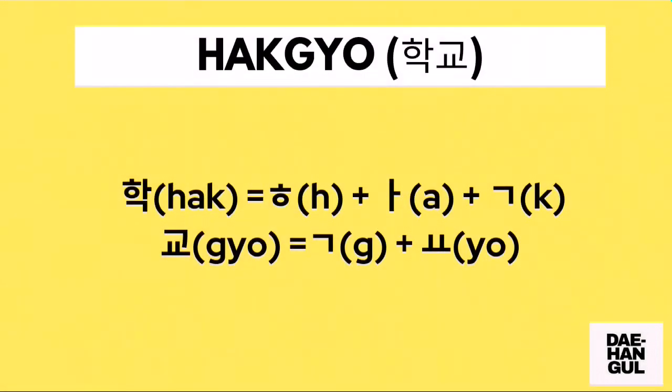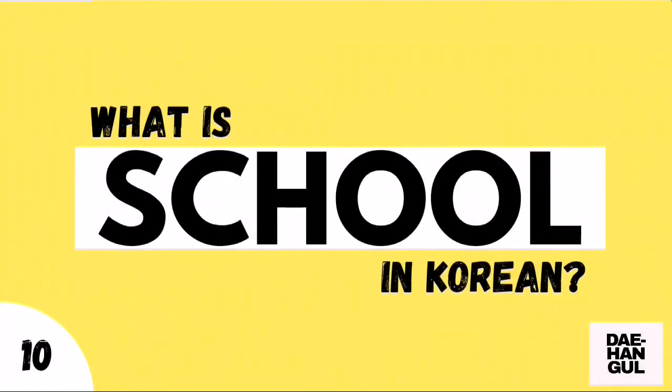How do we write this in Hangul? Let's start with the first syllable, hak. First, we need to draw a hiyot character, followed by an a character, followed by a giyot character. For the second syllable, kyo, we need to draw first a giyot character, followed by the yo character. And then we just have to combine these two syllables to form the Hangul of the word 학교. And now, you already know what is school in Korean.